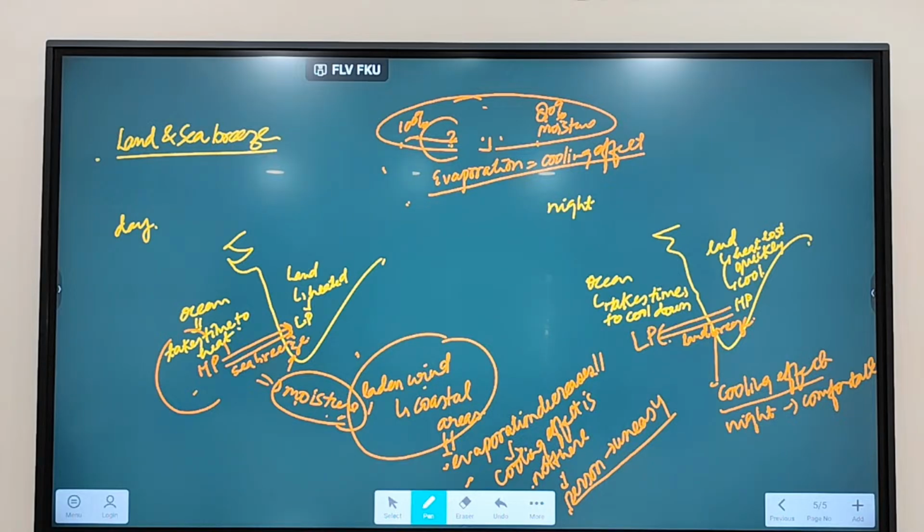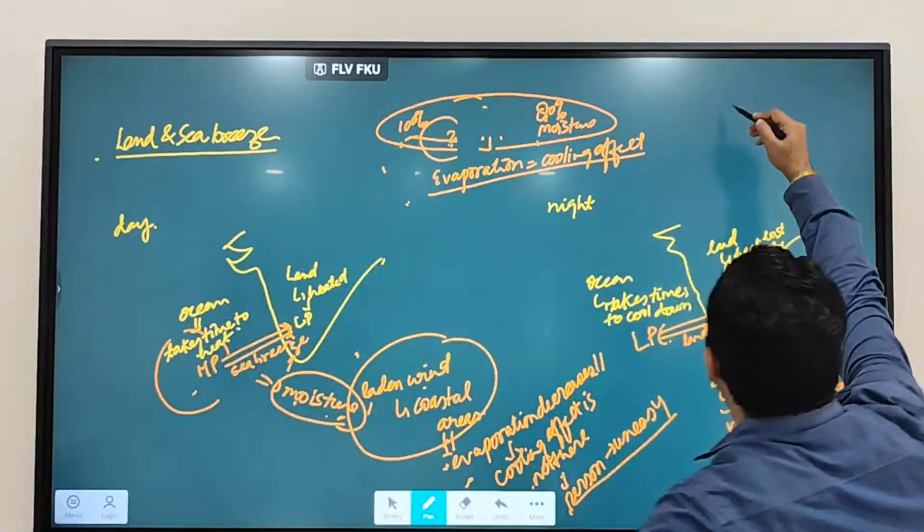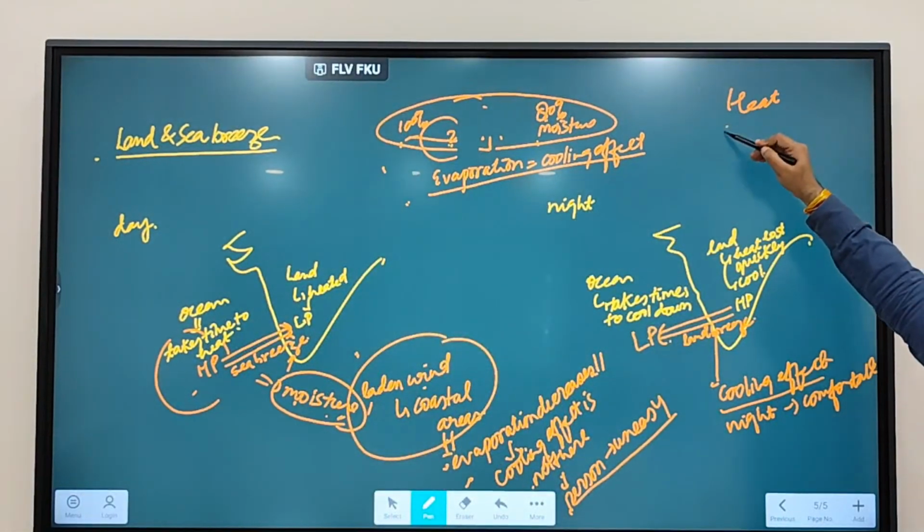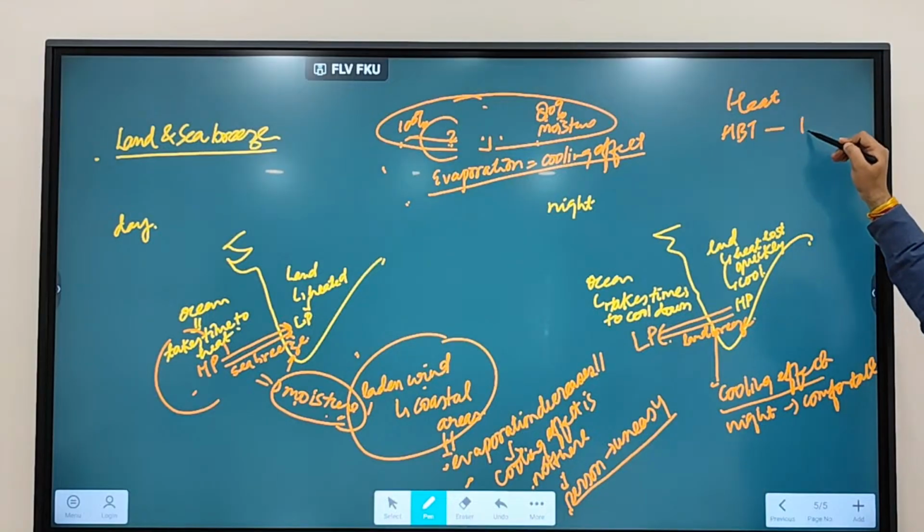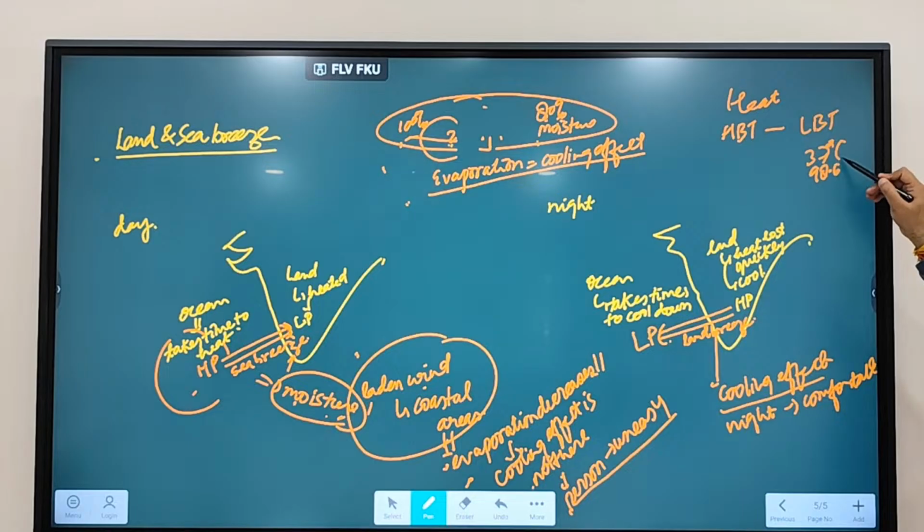That is the body's way to maintain your body temperature. It is called the osmoregulation process. So as you know, heat always flows from where to where? From higher temperature to lower temperature. Let's say your body temperature is 37 degrees Celsius, or 98.6 degrees Fahrenheit, whatever you are taking. This is your body temperature.